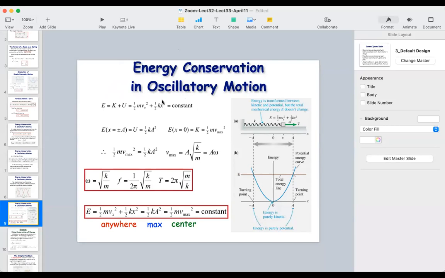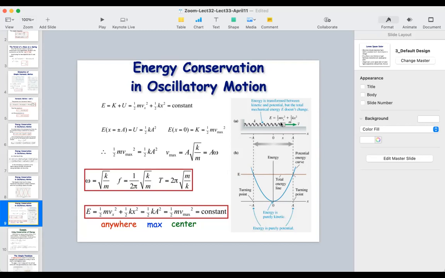Now, let's review again what we said before. In the position where x is plus and minus A, so when we are at the extremes, this is the position, zero position, the equilibrium.